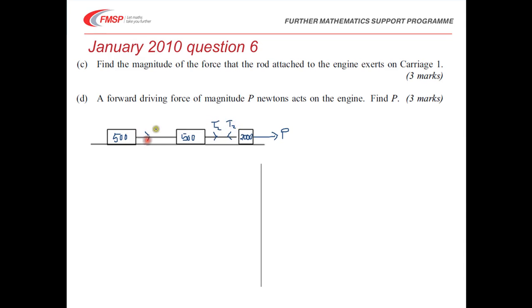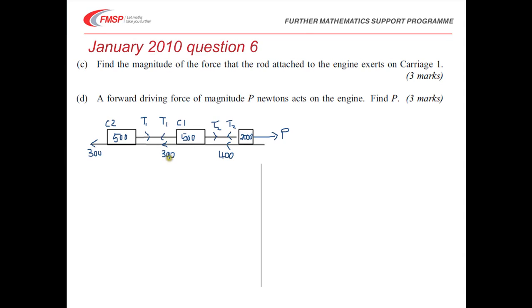And here we had T1, which we have found out now is 550. So remember, we actually know that. And then we had resistance acting on the carriages of 300 and on the engine itself of 400. So again, that's just recapping because we need that information now, because this time we're going to be asked to find the magnitude of the force that the rod attached to the engine exerts on carriage 1. So this, if you remember, was carriage 2, and this was carriage 1, and this was our engine.